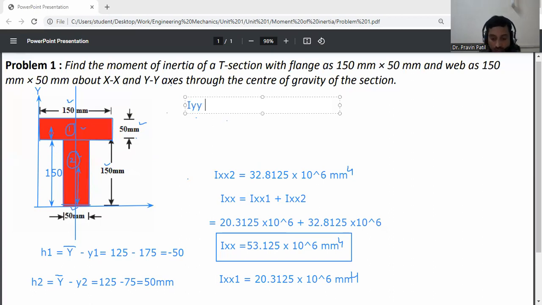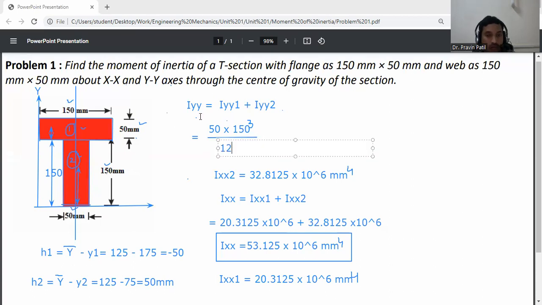So Iyy can be directly calculated as db cube by 12. First of all, Iyy is equal to Iyy1 plus Iyy2. Iyy1 is db cube by 12. For the first flange, d is 50 mm and b is 150 mm. So the formula for Iyy is db cube by 12, that is 50 into 150 cube divided by 12.